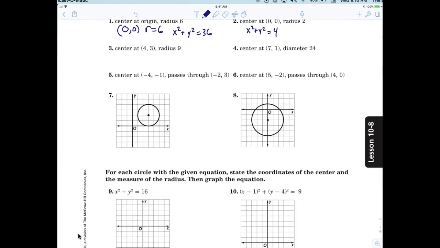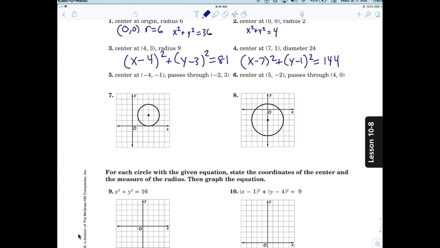Now if the center is at 4, 3, it would now be what? X plus 4. Wait a minute. Remember, it's minus, so they're opposite. X minus 4 squared plus y minus 3 squared equals 1. That's all there is. That's the answer. So number 4 we have as what? Come on, guys. X minus squared plus y minus 1 squared equals 144. Because again, the diameter this time is 24, which makes the radius 12.